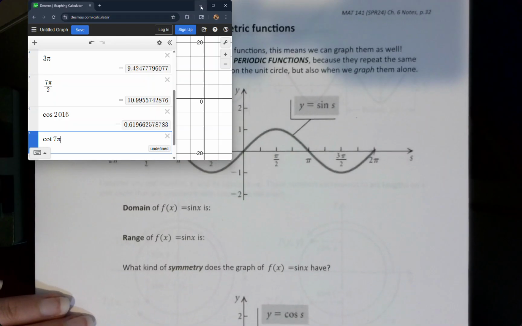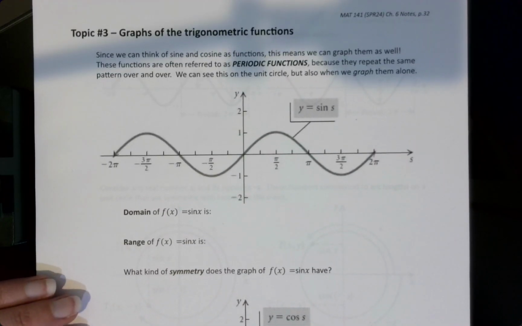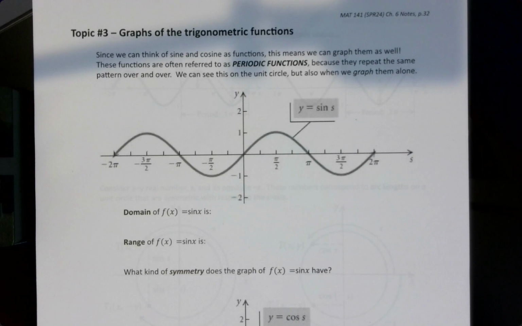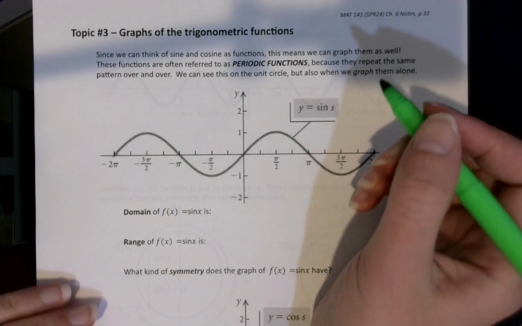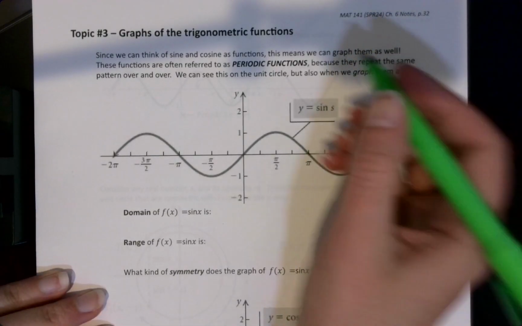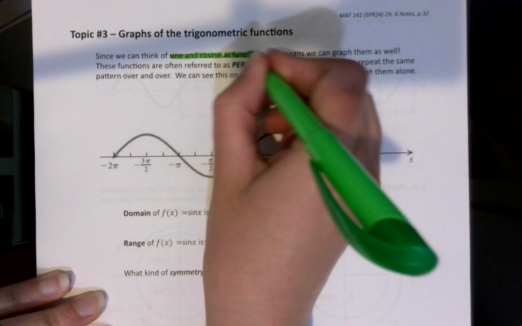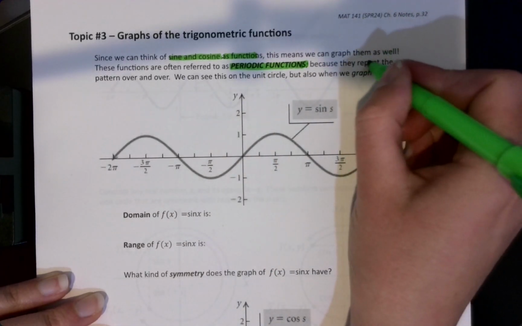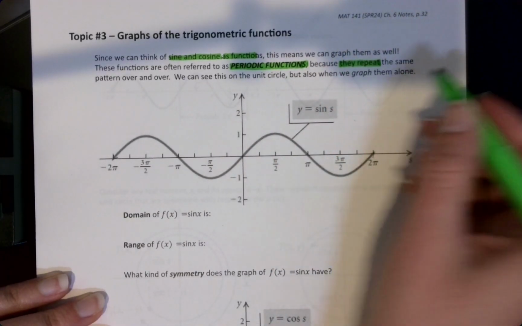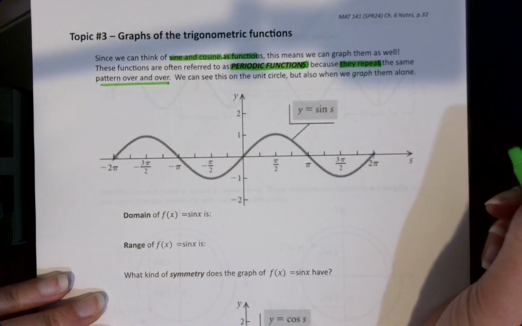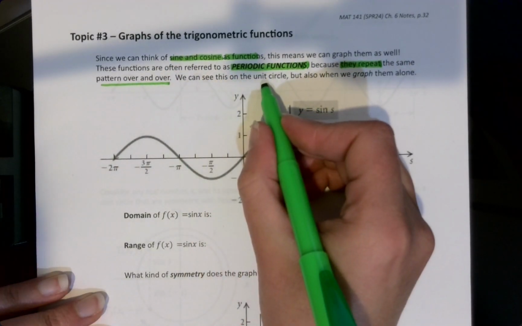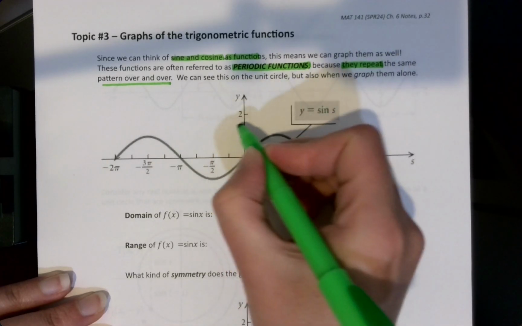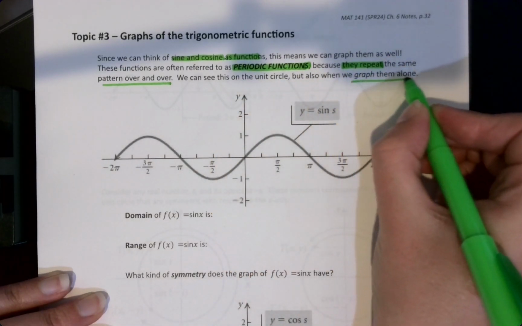Okay, so I'm going to shrink decimals for a little bit, and we're ready now to graph some of our trigonometric functions. Since we can think of sine and cosine as functions, that means we can graph them. These functions are often referred to as periodic functions because they repeat the same pattern over and over. We can see this on the unit circle. We get the same values over and over again, but we can also see it when we graph them alone.